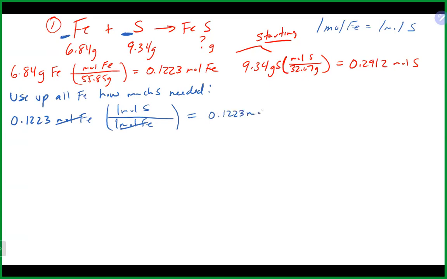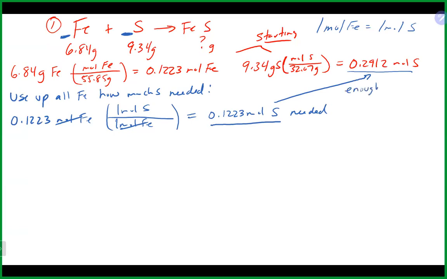0.1223 moles of sulfur is needed. Once again, any question on that calculation there? Now that I did this calculation, I want to compare how many moles of sulfur I need to how many moles of sulfur I'm starting with. So I'm going to take this number and compare it to my starting amount of sulfur. And in this case, do I have enough sulfur? I do. I only need 0.12 moles of it. I have 0.29. So I do have enough.